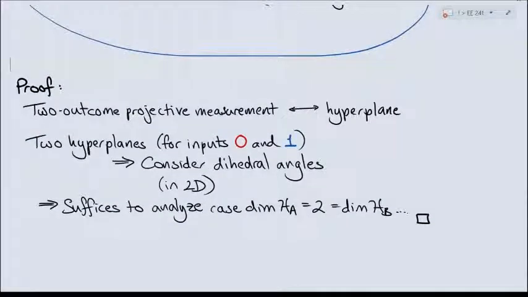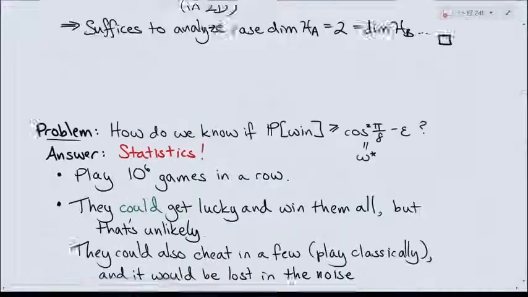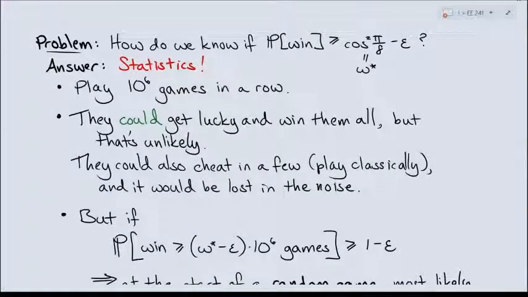And this is simple to prove. I'll skip the proof. It's almost an immediate exercise. You just have to look at the projective measurements that they make. So that gives you two hyperplanes, and now look at the dihedral angles between these two hyperplanes, and that gives you the qubits, and therefore you can grind through some algebra. But I want to say more about the bigger theorem in a minute.